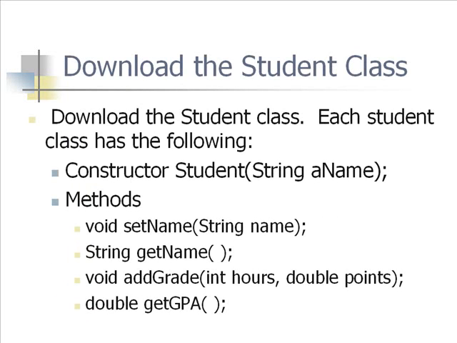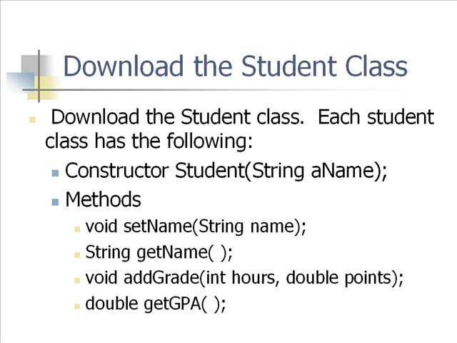So let's download a student class and make note of this. We don't have to look into the student class too much, but we have, for the student class, a constructor that takes a string name. It has some methods: setName, where we have to pass it a name, a getName method that returns a string, and an addGrade. This one's a little more complicated.